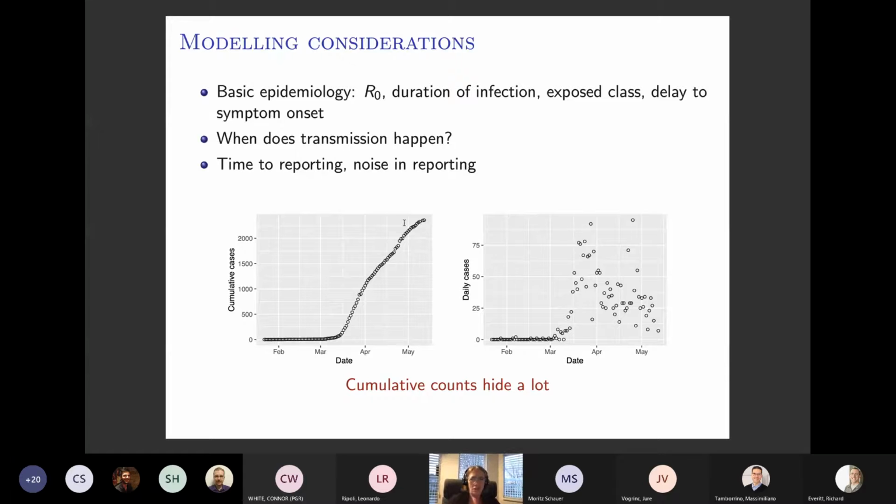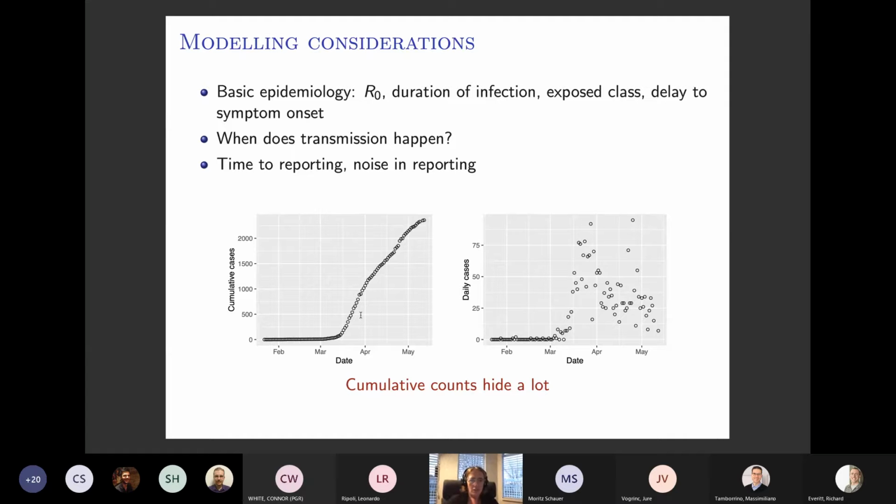The duration, how long does an infection last? How soon can people infect each other after they get infected? So is there a latent period? And how long does it take for someone to develop symptoms? So these are the really basic ingredients, and the tools which then are used to fit data like this.